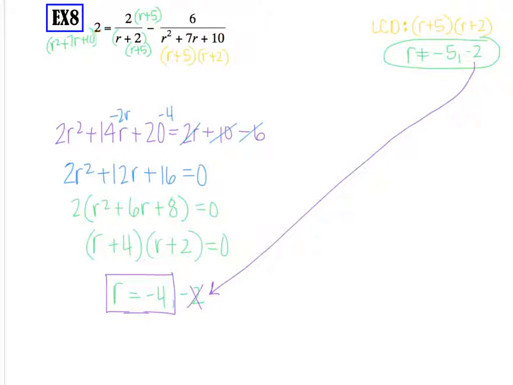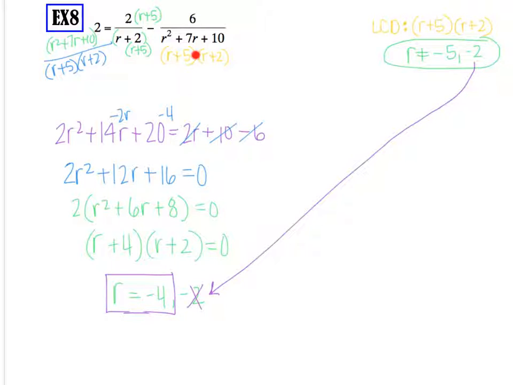And then over here, I'm going to explain why I did this. It needs both the r plus 5 and the r plus 2, so I guess I should have written r plus 5, r plus 2 there. I didn't do the denominator.